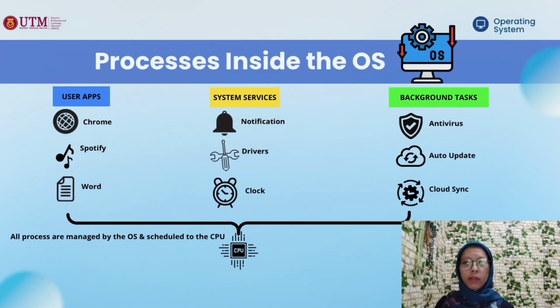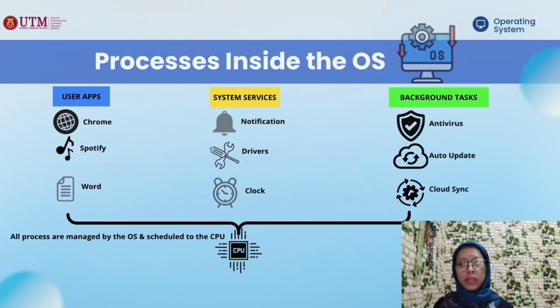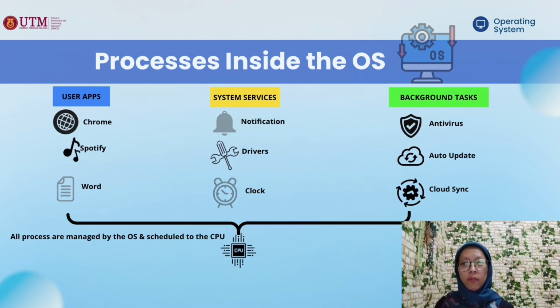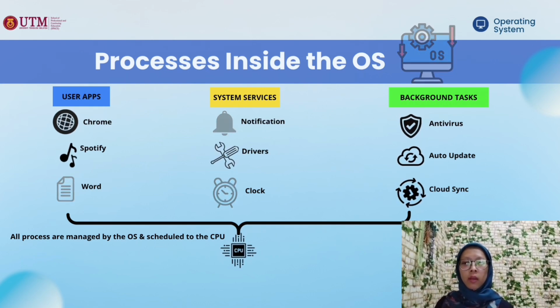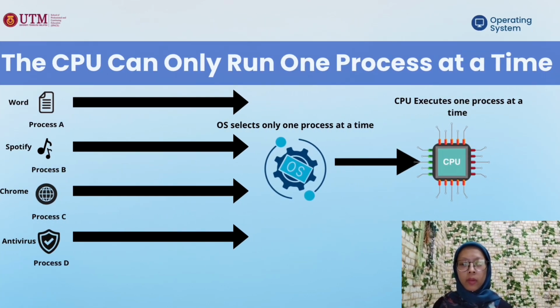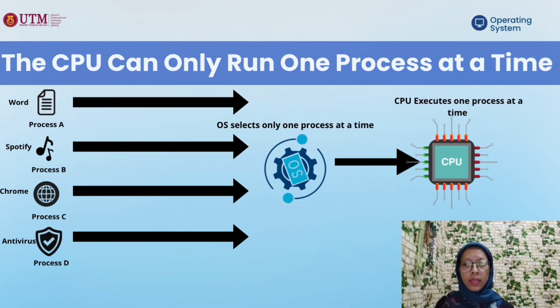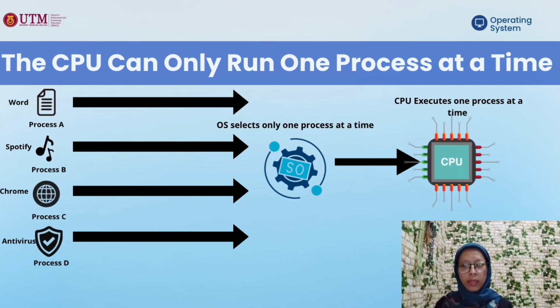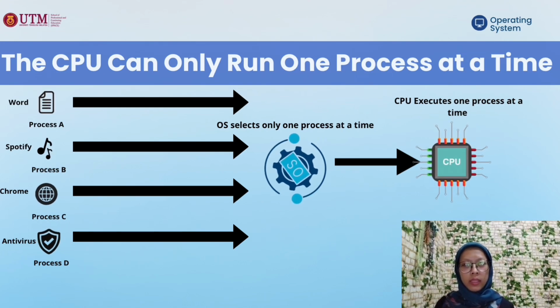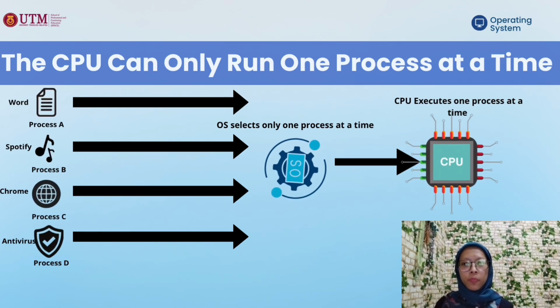In reality, multiple processes are always running, not just the apps we open, but also system tasks like Wi-Fi connection, antivirus scans, notifications, and background services. However, the CPU can only handle one process at a time. This is where multitasking comes in. The OS constantly switches between active processes so quickly that it feels like everything is happening at the same time.